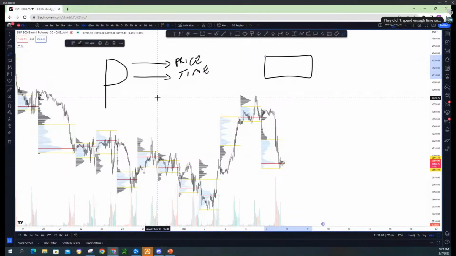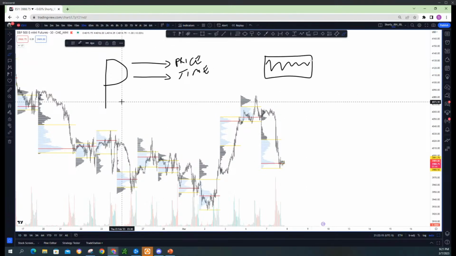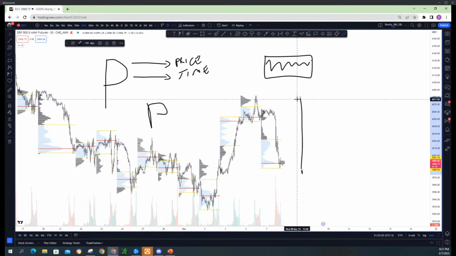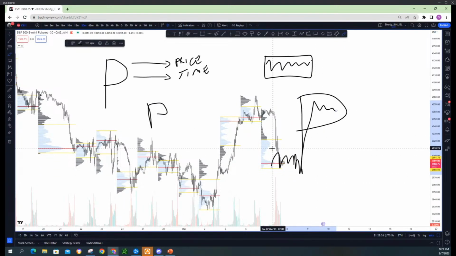You're consolidating. That it's in balance. That means you're accepting the price at this level. So when you see a P-shaped volume profile like this, here, let me draw a big one. And your price is, let's say the chart looks like this, and then you do this. Why is that? You're not spending a lot of time here.